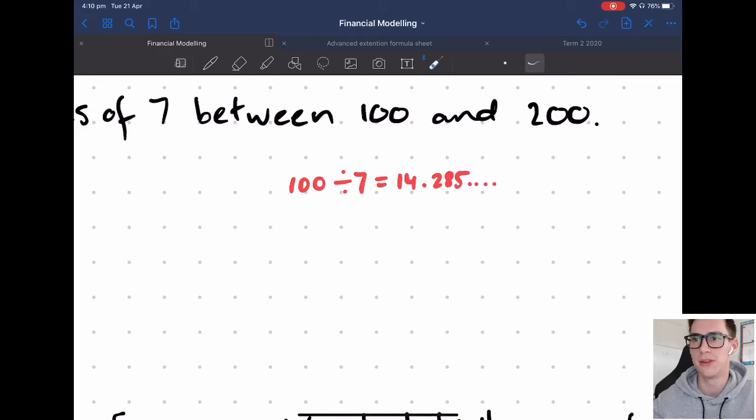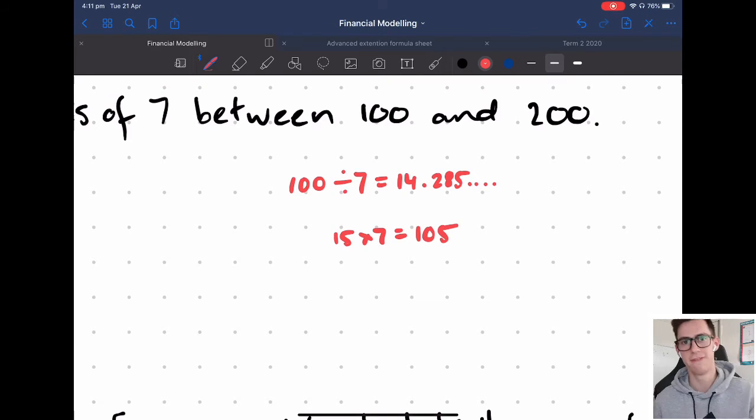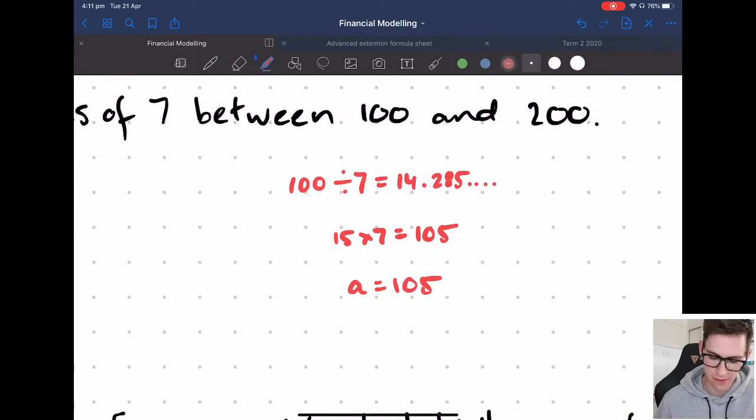So if you were to type in, or I suppose just add a 7 onto that answer, 15 times 7 is 105. So that is the smallest multiple of 7 between 100 and 200. Now, because that's the range we're working within, that must be my first value. So it's my starting value. That's my A, is 105 for this question.